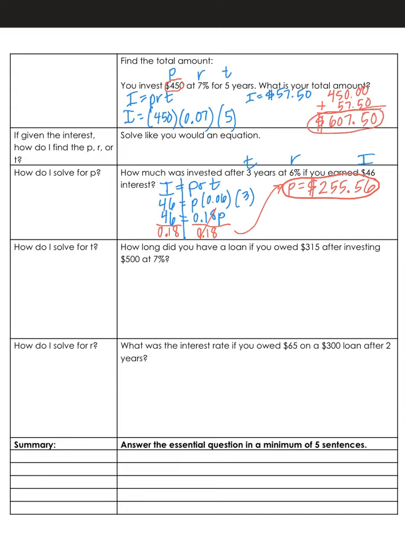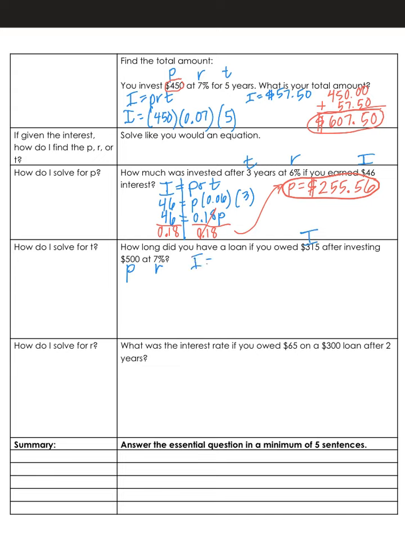So how long did you have a loan if you owe $315 after investing $500 at 7%? So you owe $315 because that is the interest amount that you owe. The initial amount that you invested was $500, so that's your P. And then your rate is 7%, and we know that we're going to have to eventually write that as a decimal. We don't know the time, okay, so that's why they're saying how long, question mark.